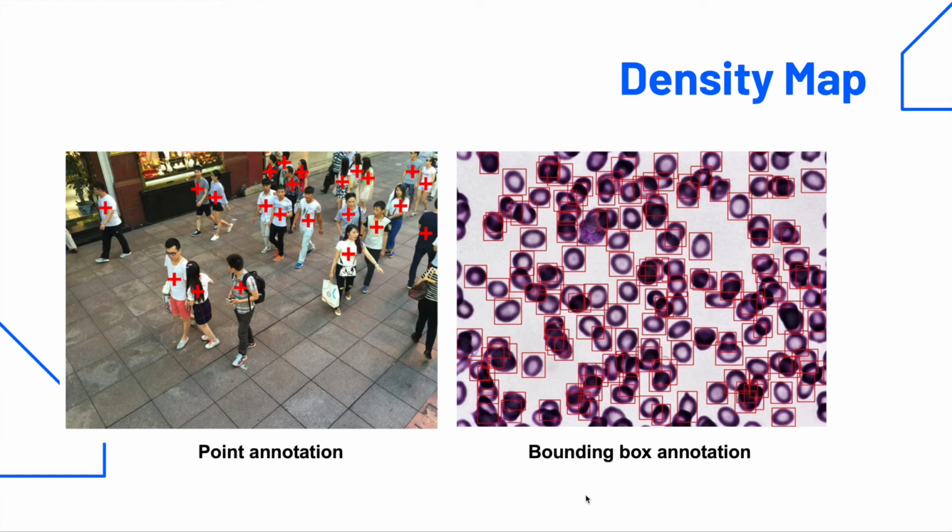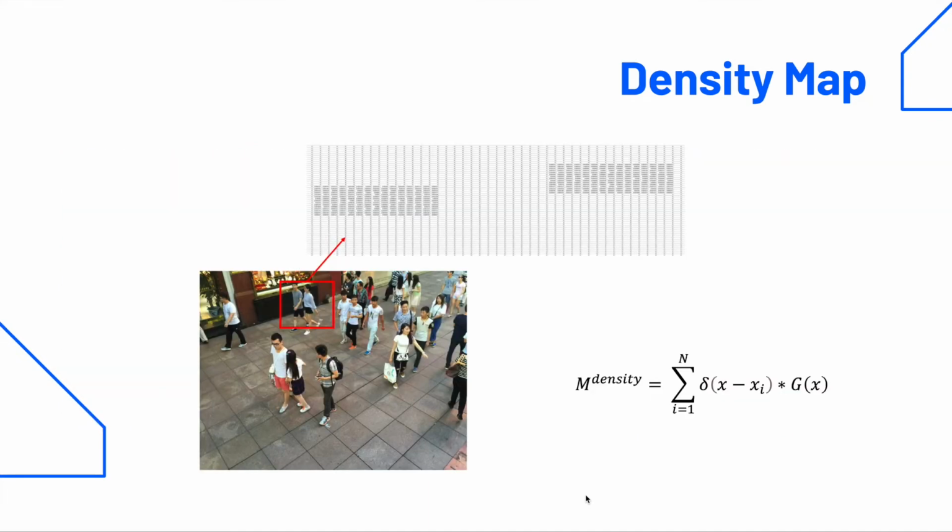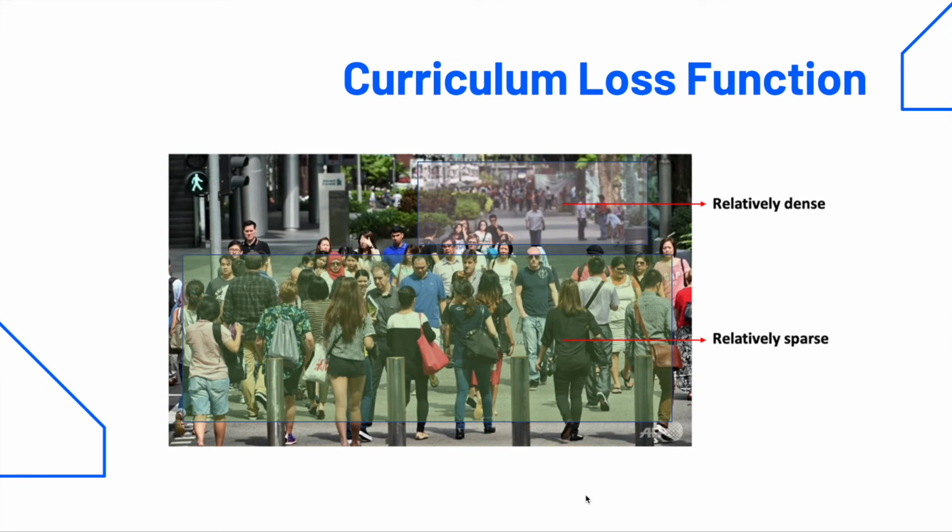The density map representation is chosen over point and bounding box annotations because it can preserve more information. It shows a spatial distribution and provides pixel-level information to be learned by the deep learning model. A Gaussian kernel G with sigma equal to 4 is used to generate the density map. Curriculum loss function is deployed during training.